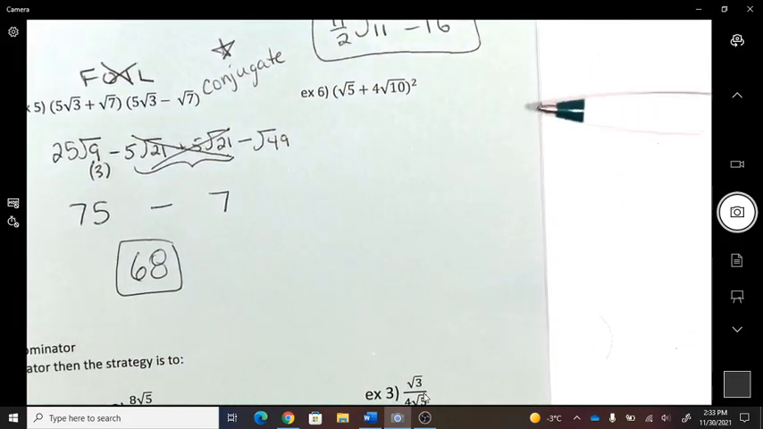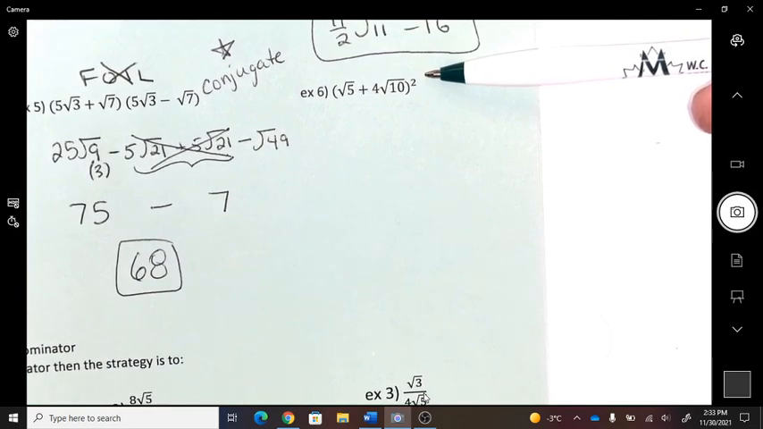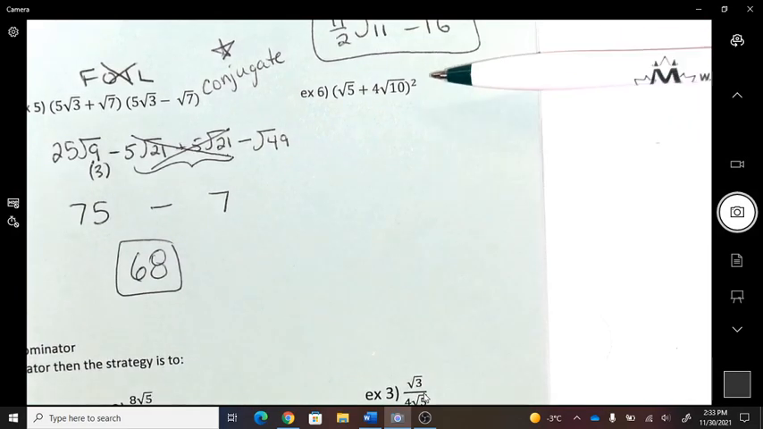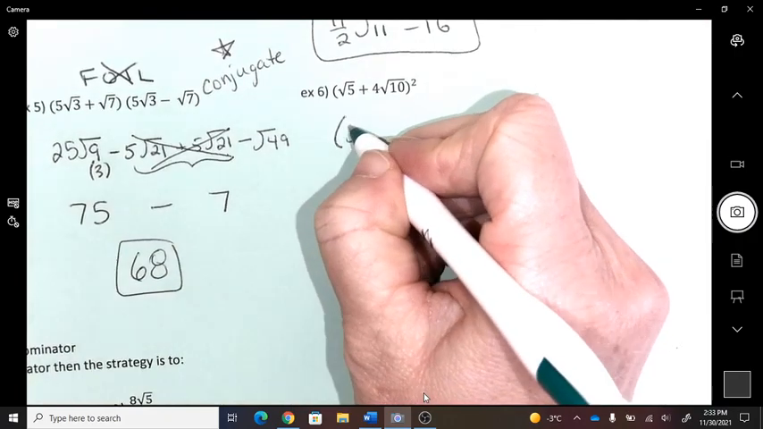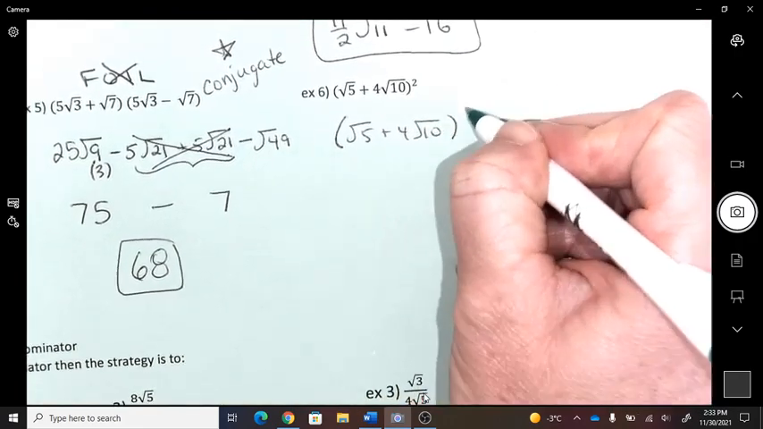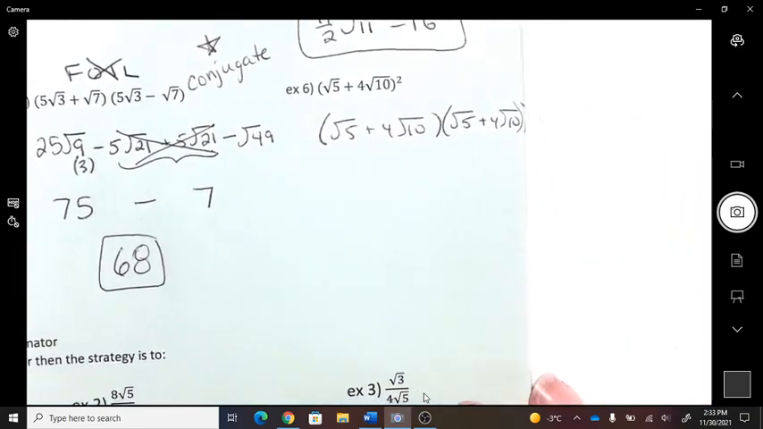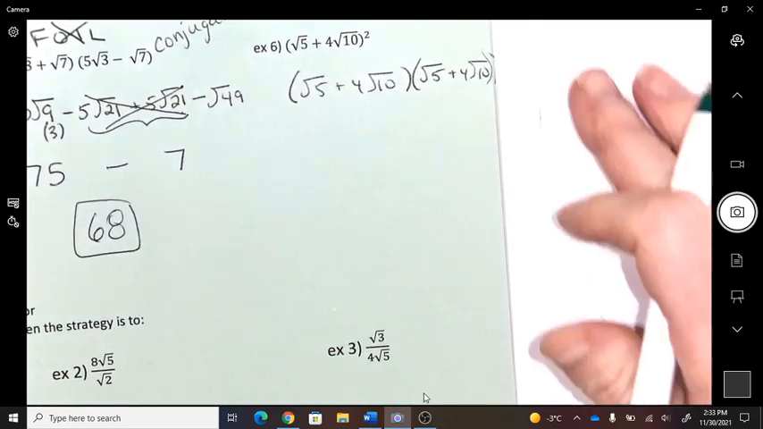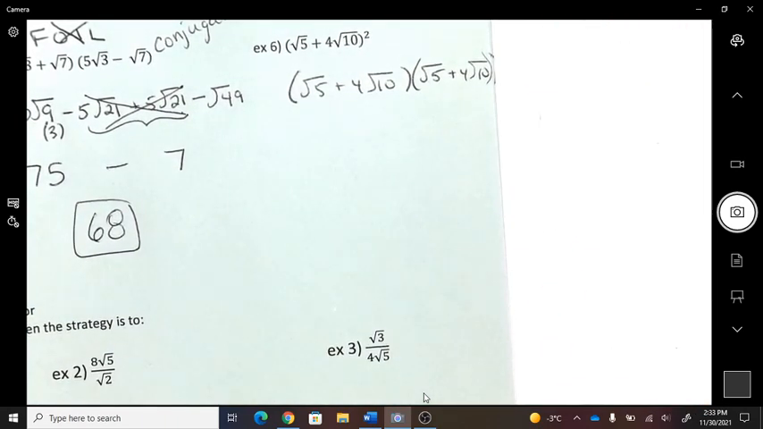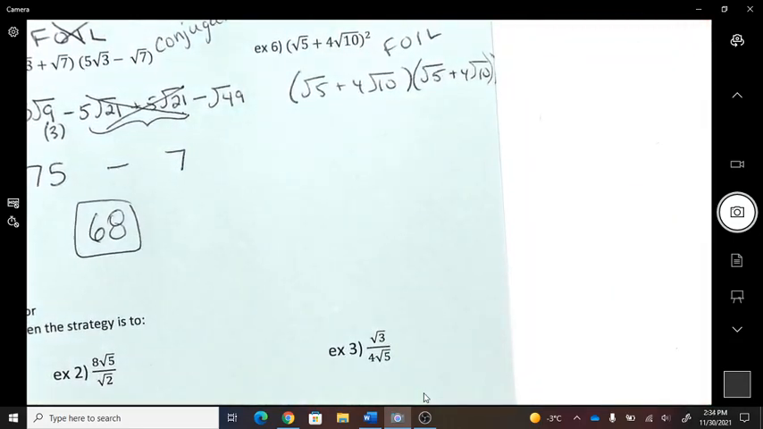Number 6. What do you think I'm going to do in math when I see something gets squared? Square everything. So squaring is the idea of multiplying something by itself, repeating it. Is this a conjugate? No, it's not. So I can't cheat. I have to do all 4 parts.